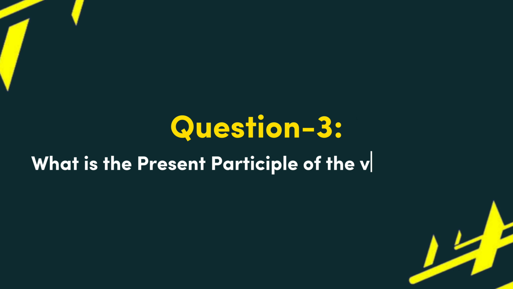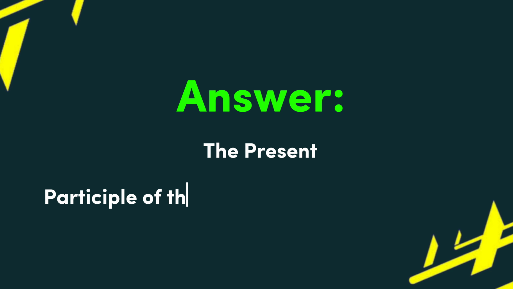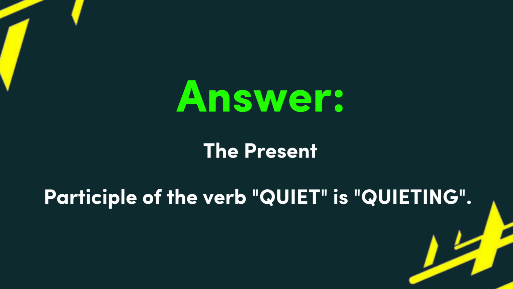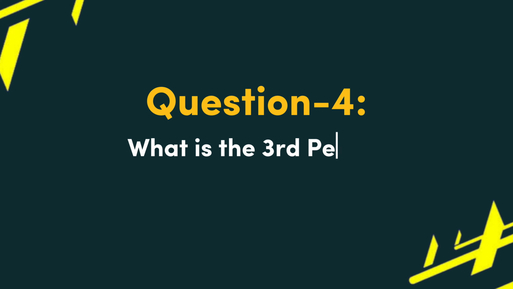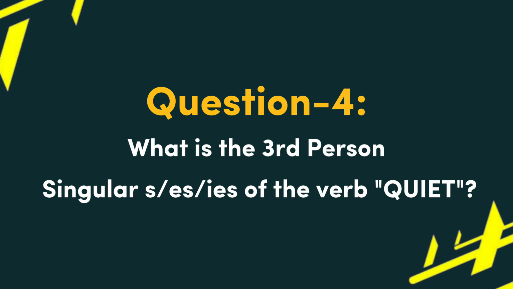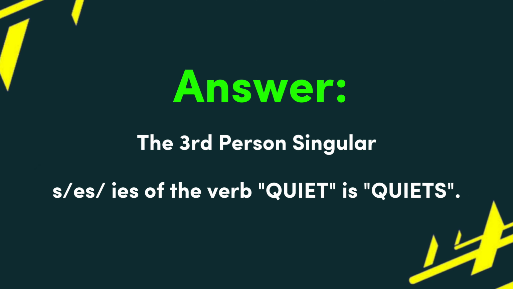Question 3. What is the present participle of the verb quiet? Answer. The present participle of the verb quiet is quieting. Question 4. What is the third person singular, s, es, or ies, of the verb quiet? Answer. The third person singular, s, es, or ies, of the verb quiet is quiets.